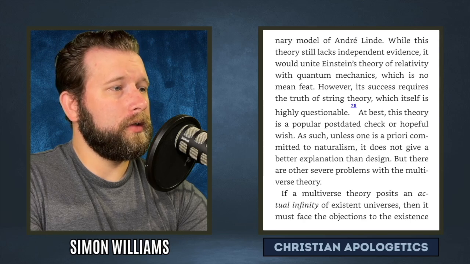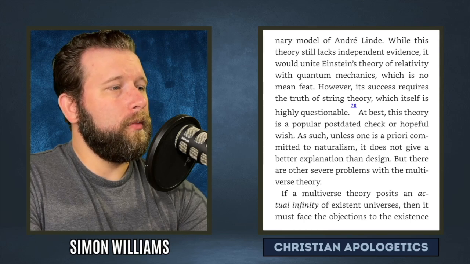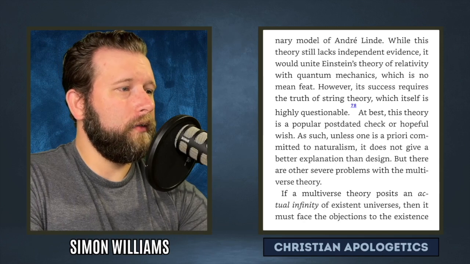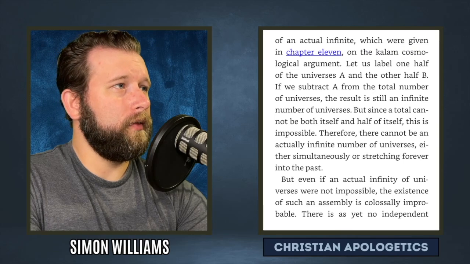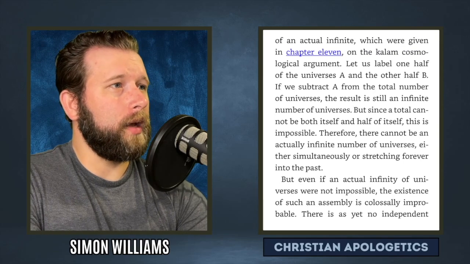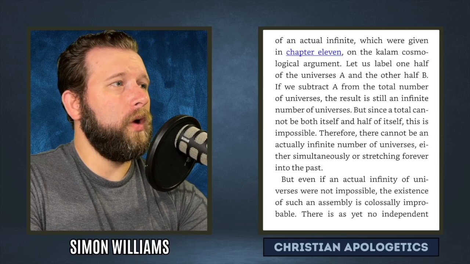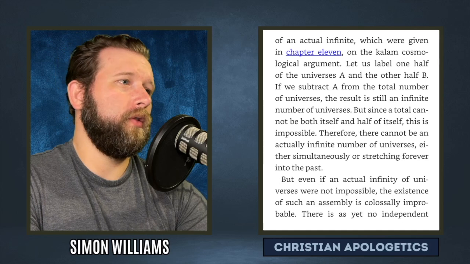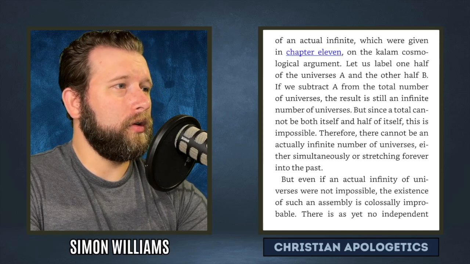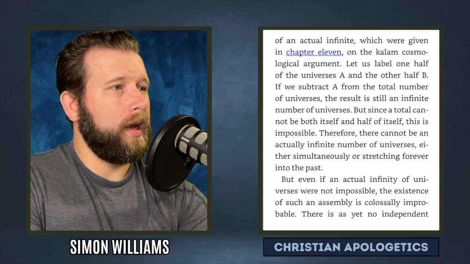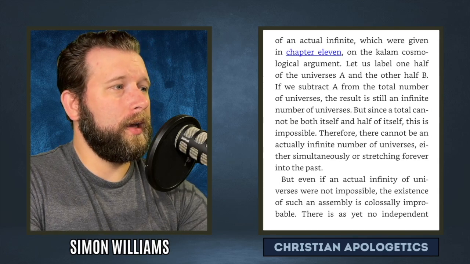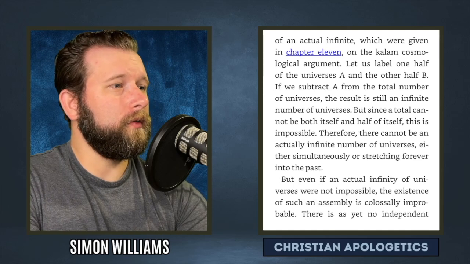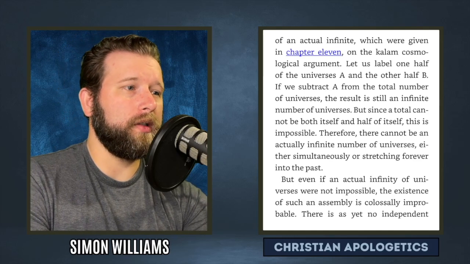But there are other severe problems with the multiverse theory. If a multiverse theory posits an actual infinity of existent universes, then it must face the objections to the existence of an actual infinite, which were given in Chapter 11 on the Kalam cosmological argument. Let us label one half of the universes A and the other half B. If we subtract A from the total number of universes, the result is still an infinite number of universes. But since a total cannot be both itself and half of itself, this is impossible. Therefore, there cannot be an actually infinite number of universes, either simultaneously or stretching forever into the past.